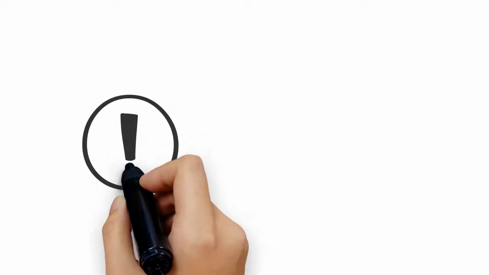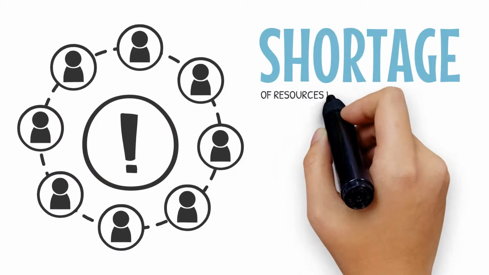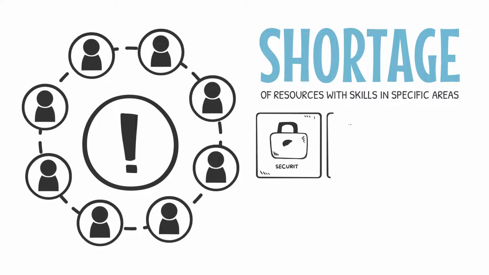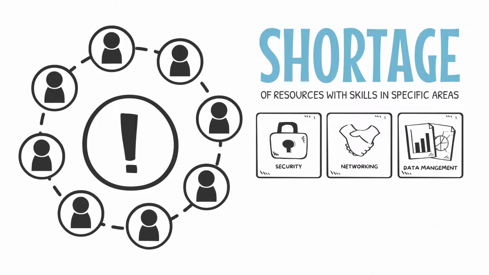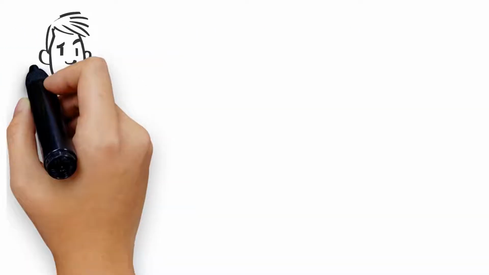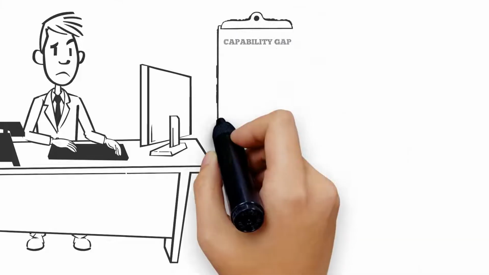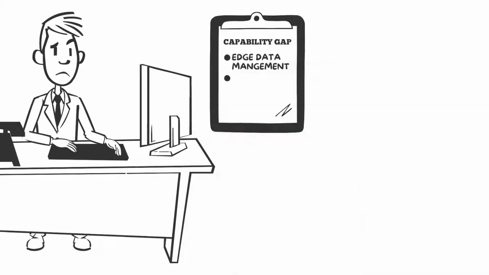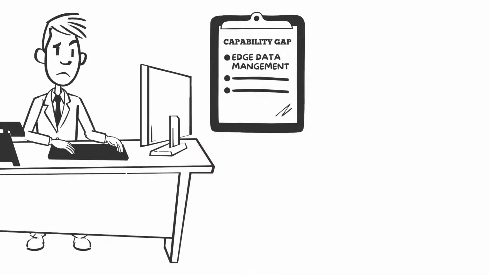Given capped team sizes and a chronic shortage of resources with skills in specific areas, such as security, networking, and data management, that already seems like a tall order. But in reality, it's even taller. Edge data management sits at the top of the list of capability gaps for developers.